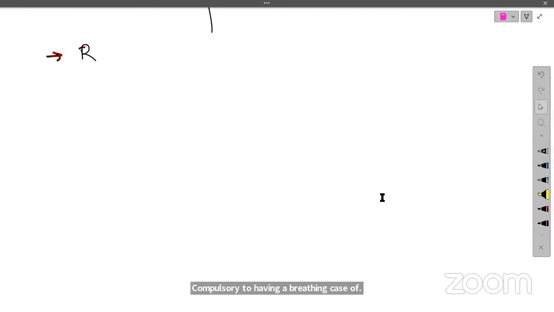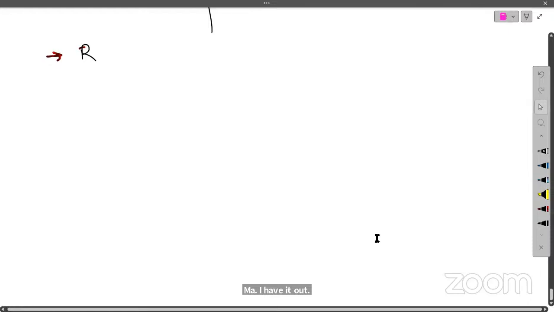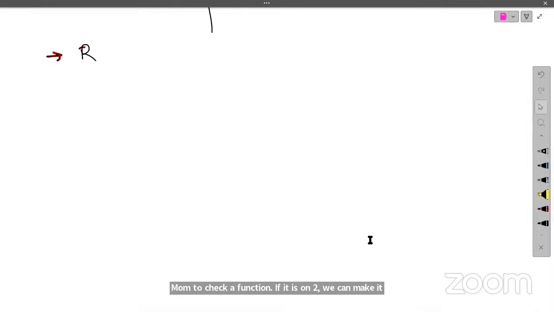Okay, if anyone has a doubt, they can unmute themselves. Yes. Ma'am, to check if a function is onto, we can write x in terms of y, then we can judge if it's onto. That's another way to check. I think there are questions based on this thing.